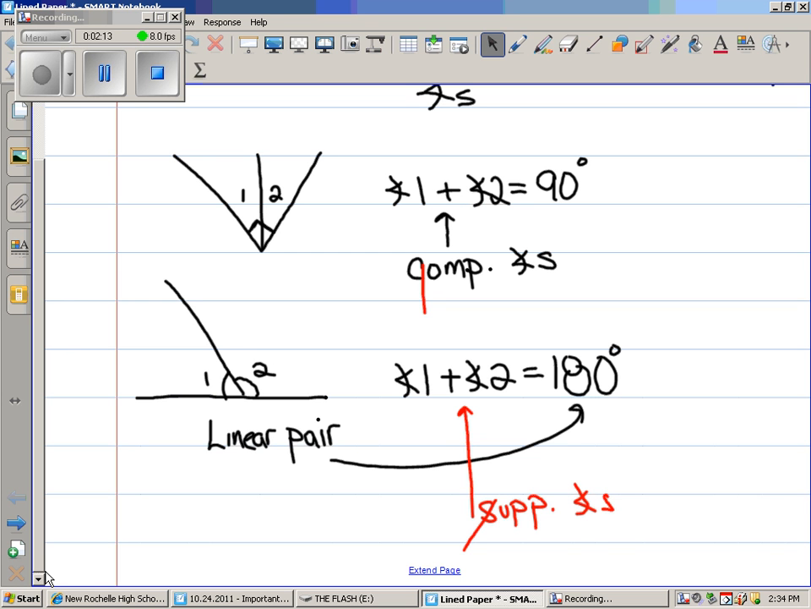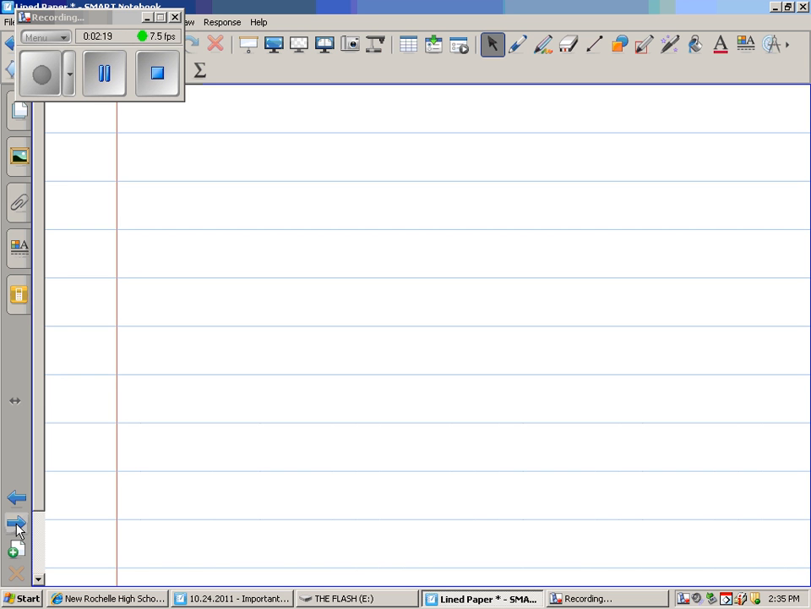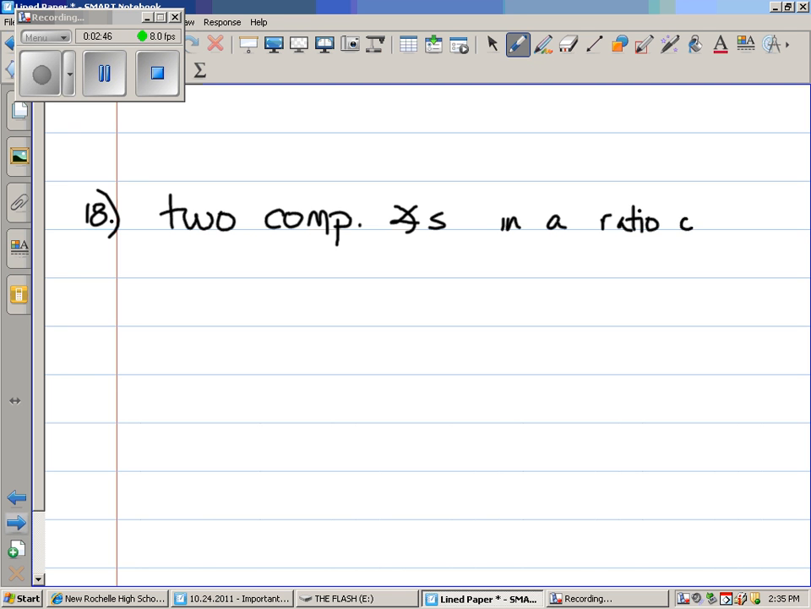Nice. Now here are the problems on this sheet. If you hadn't seen supplementary angles, we would go through this until you felt comfortable, but I don't want to bore you. Here are the problems that you need to become really good at. Do you see problem 18? And they give this kind of notation. They're in a ratio of 7 to 2. So 2 complementary angles in a ratio of 7 to 2. Find each angle.